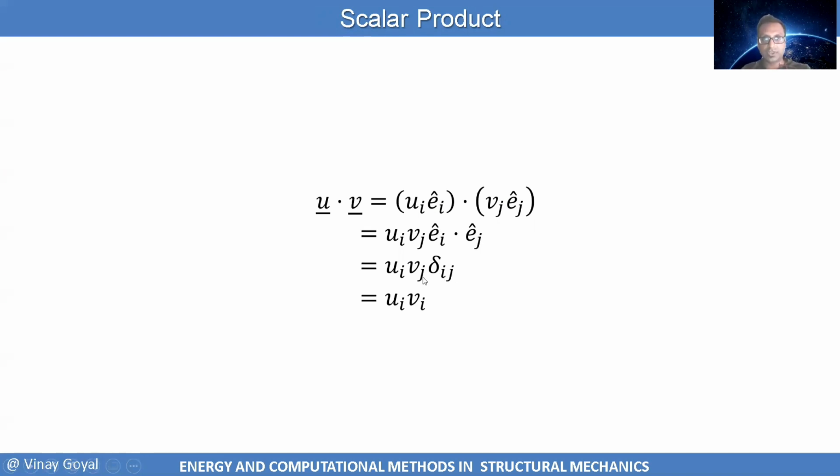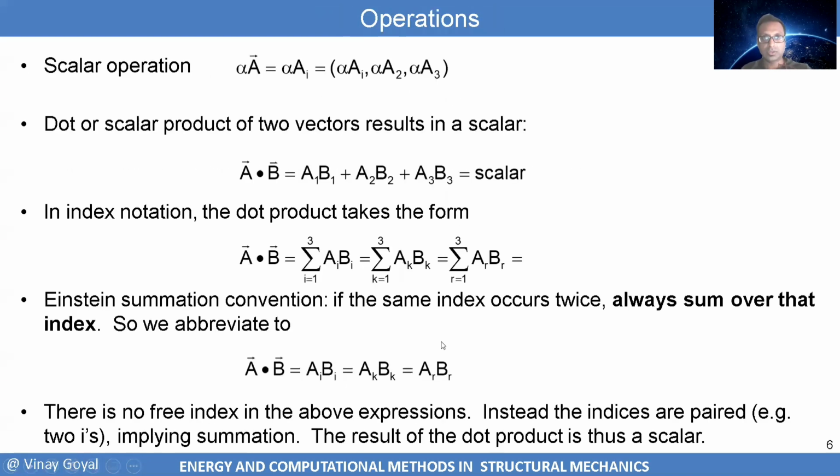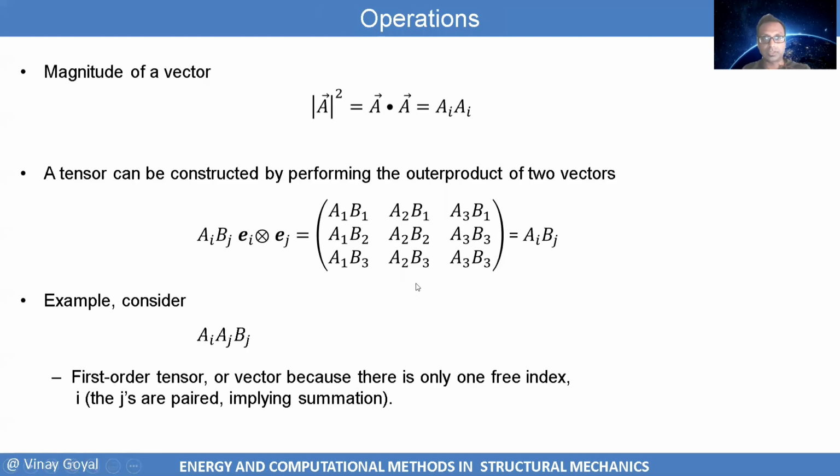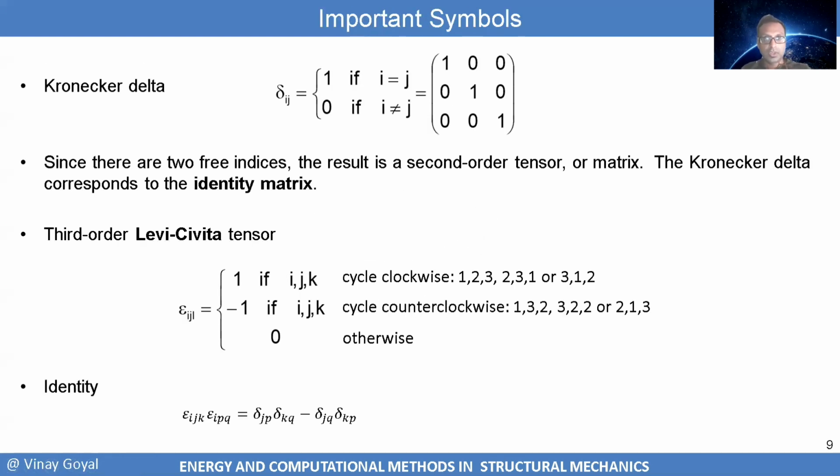And so you can cancel out j to get i moved over, u_i v_i, which is the result we got earlier. We got the same thing here, right? But I did it with different variables. I defined this earlier, but the Kronecker delta is delta_ij. If i is equal to j, then it's 1. If i is not equal to j, you get 0. So you get a diagonal of 1. Since there are two indices, the result is a second order tensor.